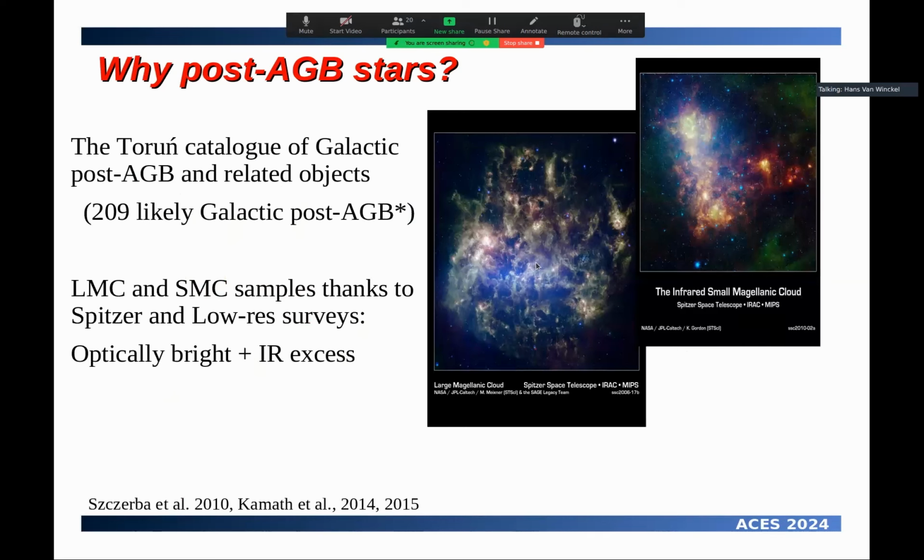Another reason to go to post-AGB stars is that we are lucky enough to have a significant number of them. In the galaxy, it has been thanks to the infrared surveys. In the Magellanic Clouds it came thanks to Spitzer. Spitzer gave a very good photometric coverage, in the infrared, of stars with infrared excesses. You can use this to trace the rare post-AGB stars. And so we have a good sample. Still, it's very low in number. You see there are about 209 likely galactic post-AGB stars.